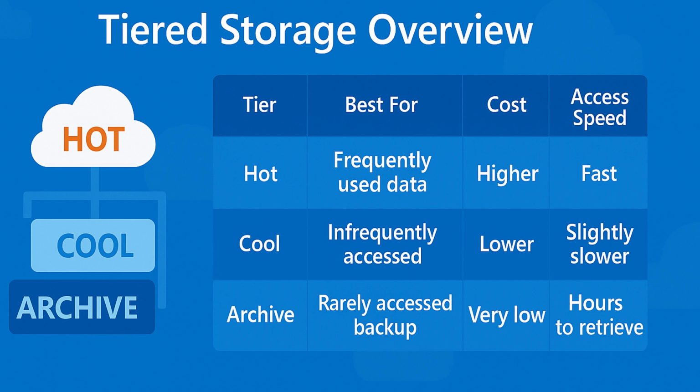You have the cool tier. This is for infrequently accessed data. It has a lower cost and it is a little bit slower, but not super slow. Then you have the archive tier. This is where you very rarely access it, more for backup purposes. It's very, very low cost, but it can take hours to retrieve. So you need to take these into consideration when choosing your storage access tier. You can even automate movement between tiers using life cycle management rules.